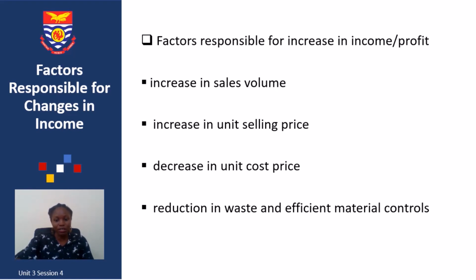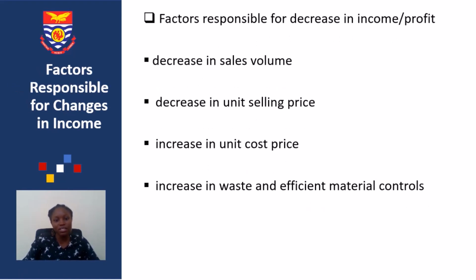Also, when there are decreases in the unit cost price of the products that the company sells, then that would result in an increase in the income or the profits, in the sense that your cost will be lower, so you can be able to purchase a lot of the raw materials at a lower cost. That would make you be able to sell and gain more profit or income. Also, reduction in waste and efficient material controls can also help to increase the income or the profit of the firm.